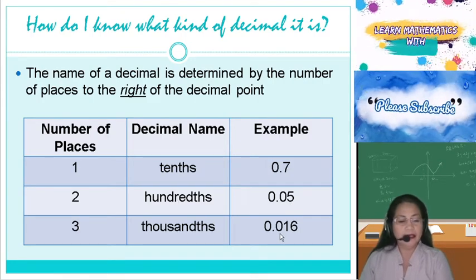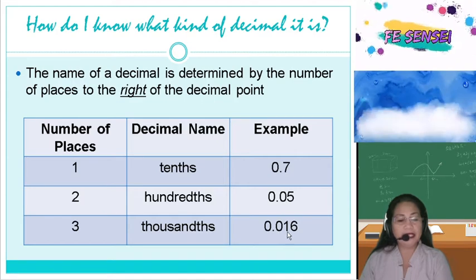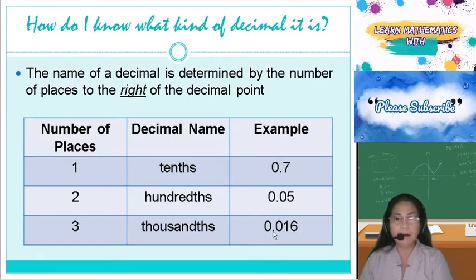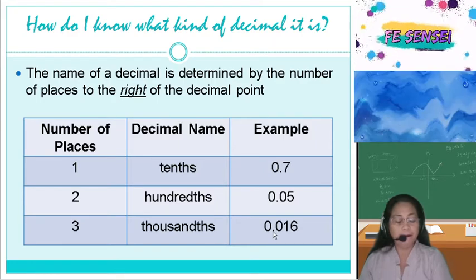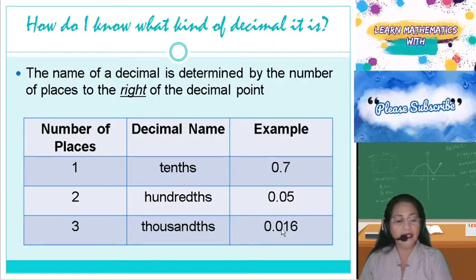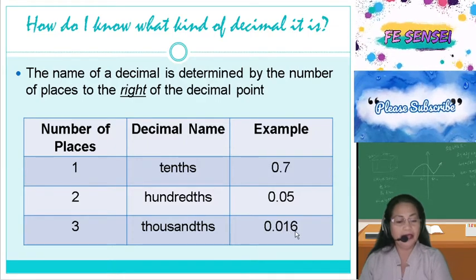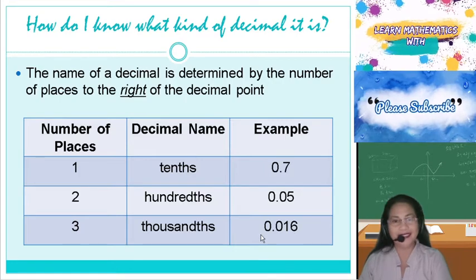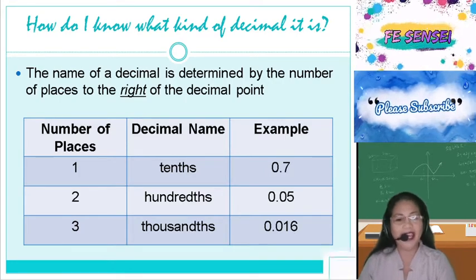And the last example, we have 16. Then count how many decimal places from the decimal point. We have 1, 2, 3. So to read this number, this is 16 thousandths. Okay.